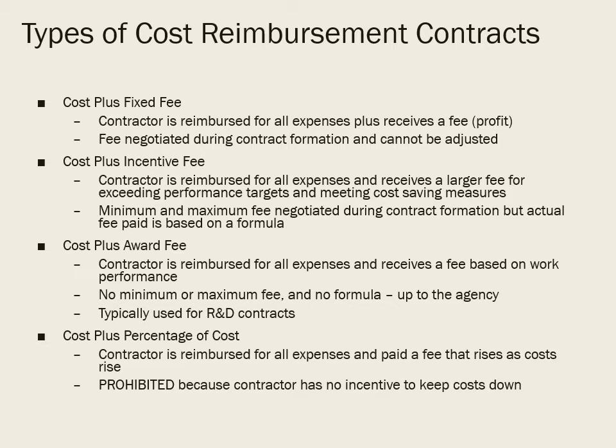There's also a cost plus incentive fee, pretty much the same as the cost plus fixed fee, except that the fee can vary, so it's not fixed. There's a minimum and a maximum that you get negotiated when the contract is being negotiated, but the actual fee that the contractor receives is based on a formula. So they'll get a bigger fee if they exceed performance targets or meet deadlines. There's this formula that gives that fee.